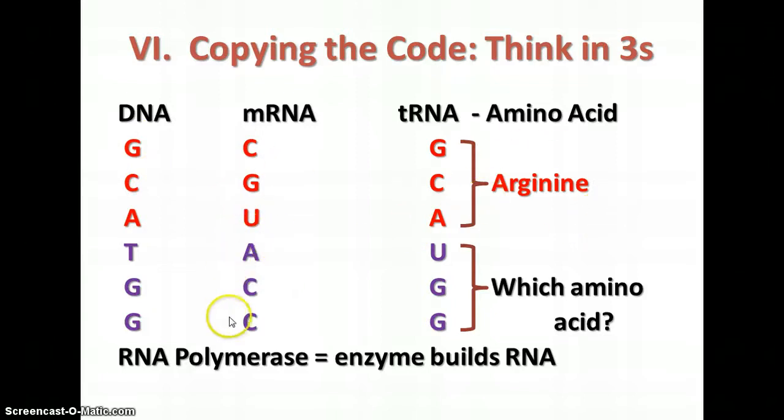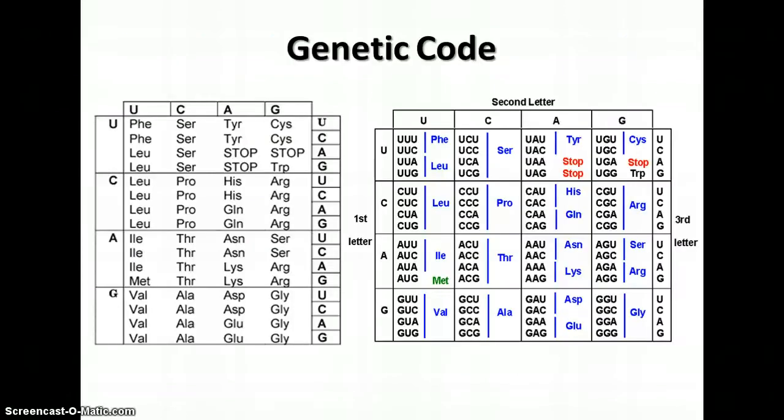How are we going to figure out what the ACC codon codes for? The complementary anticodon in the transfer RNA is UGG, but what amino acid is this going to be? We can figure this out by looking at a chart, a codon chart, or a genetic code chart. These are two examples of genetic code charts. They work pretty much the same way.